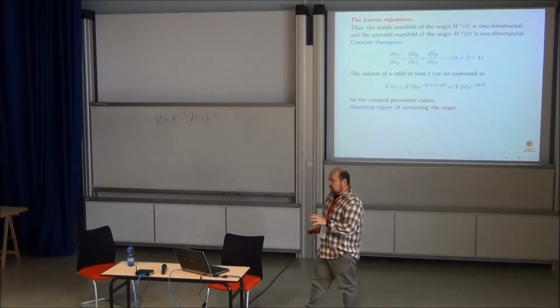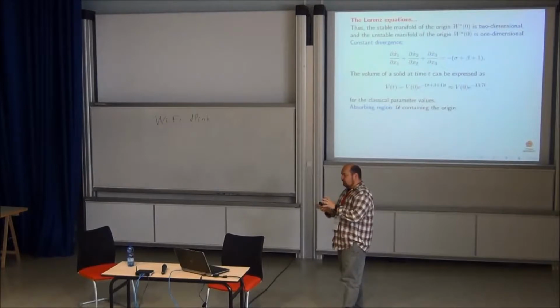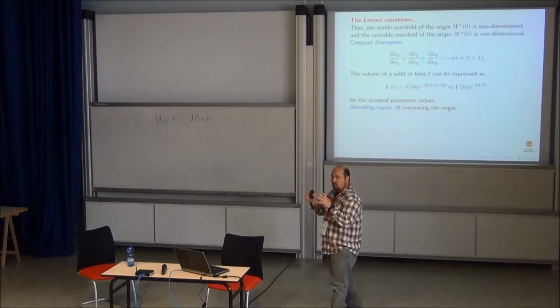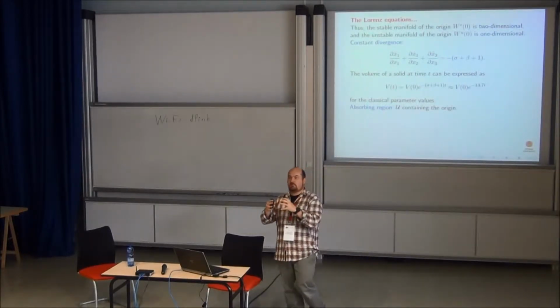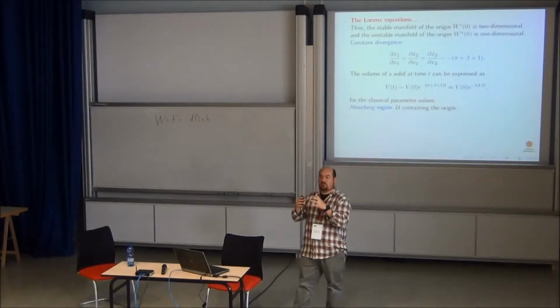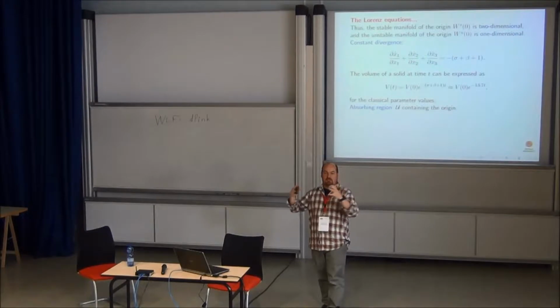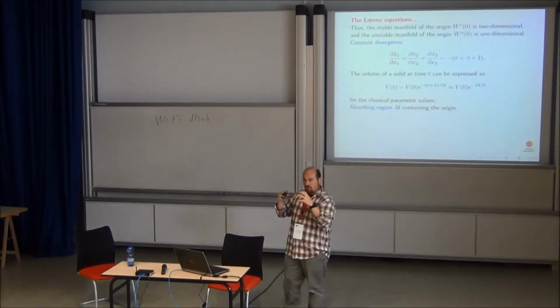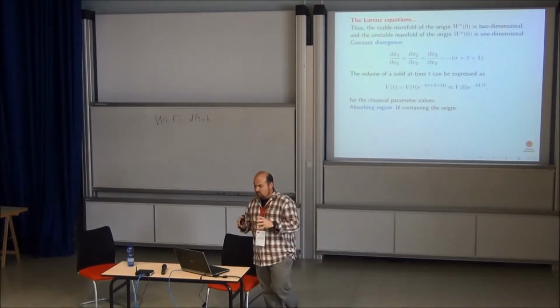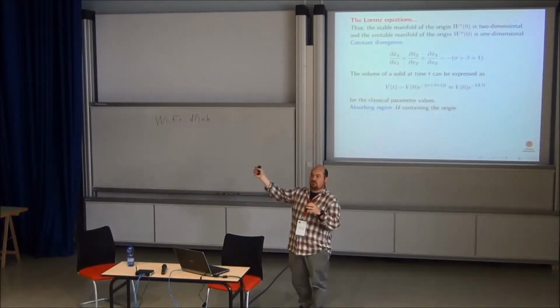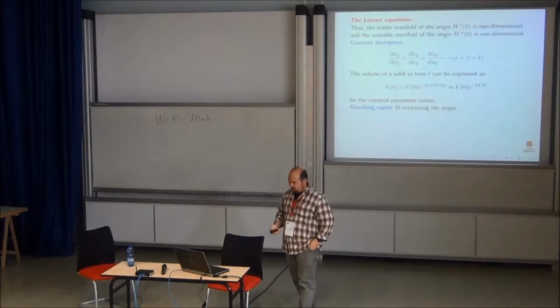Also, you can find an explicit neighborhood containing the origin that gets mapped into itself by the flow, a trapping region, so to speak. So that means that you don't have to consider all of R3, the whole phase space. All the interesting long-term dynamics is going to happen in this absorbing region. If you're outside, you'll enter into it.